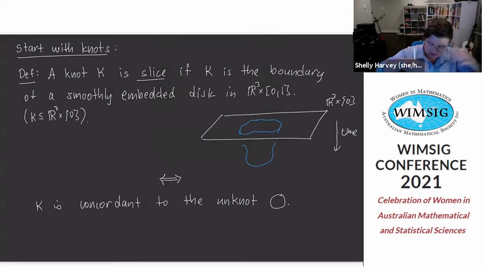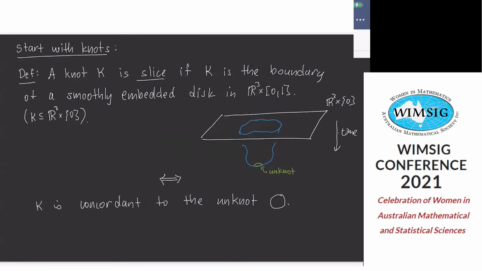Okay, so can you change this through time? It basically becomes unknotted. And you can imagine what the concordance is. If you have this one, you can take a little tiny disk out of the bottom, and that gives you the unknot, really.